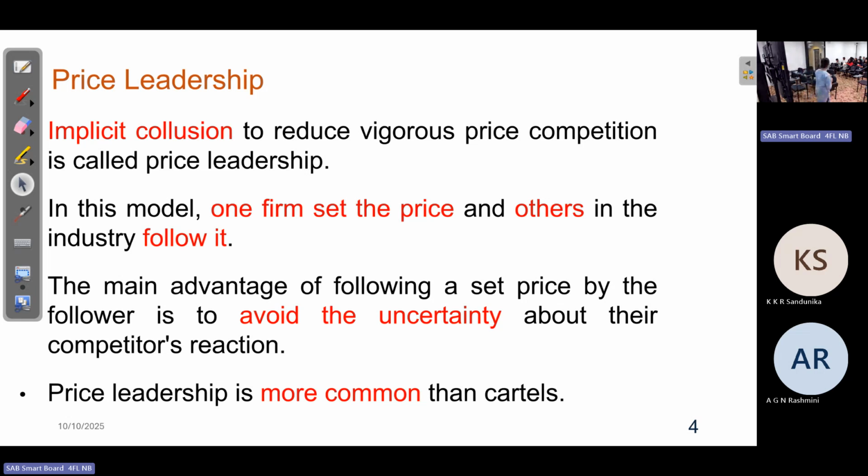So price leadership means that in this particular market there are few firms. One firm is a leader, formally or informally. All other firms accept that firm A is the leader of this market. So there is an implicit collusion to reduce vigorous price competition, which is called price leadership.